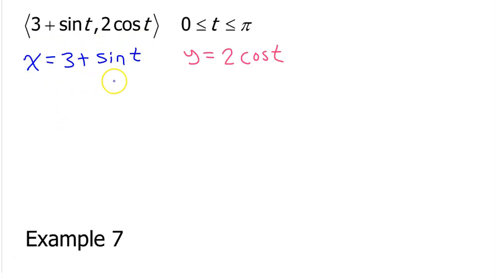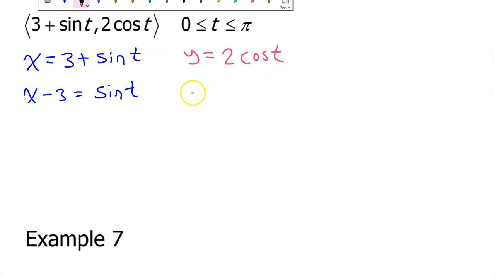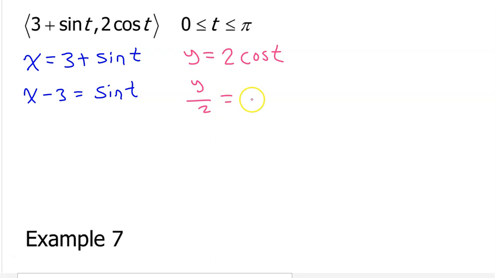This is another way of expressing the parametric equation x equals 3 plus sine t, y equals 2 cosine t. Normally we try to get t by itself, but the only way to do that would be to get arc sine and arc cosine, and we don't want to do that. So let's get sine t by itself, and let's get cosine t by itself. Subtracting 3 from both sides, we have x minus 3 is equal to sine t. Dividing both sides by 2, we have y over 2 is equal to cosine t.